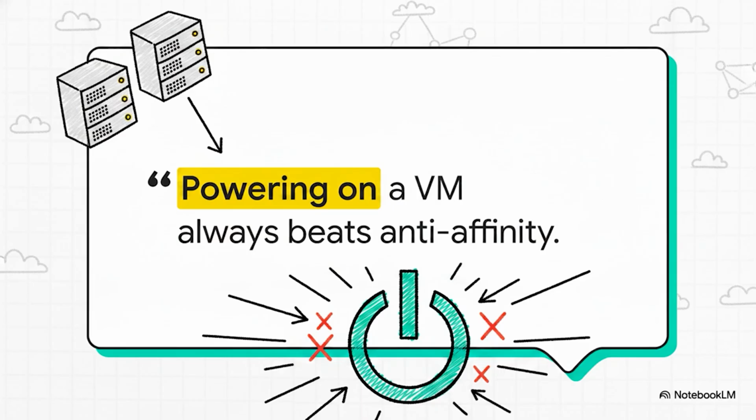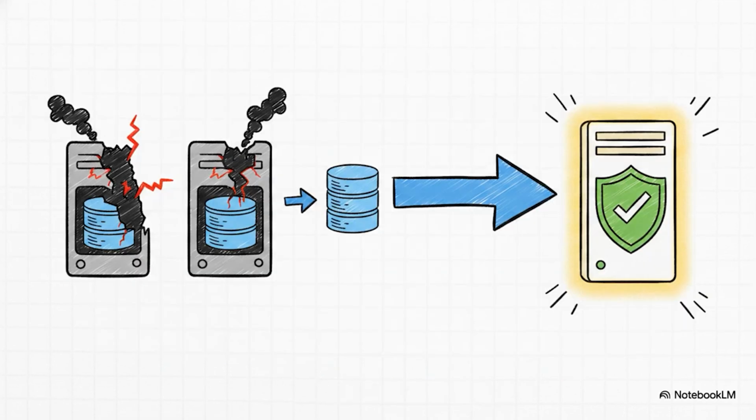Uptime trumps preferential separation every single time. A perfect example of this in the wild is protecting two database nodes. You obviously want them on separate hosts, so one hardware failure doesn't take down the entire database. You've got your primary database VM and your replica database VM. Under normal operations, ADS keeps them safely on separate nodes.